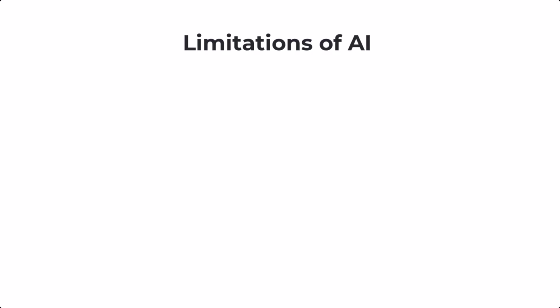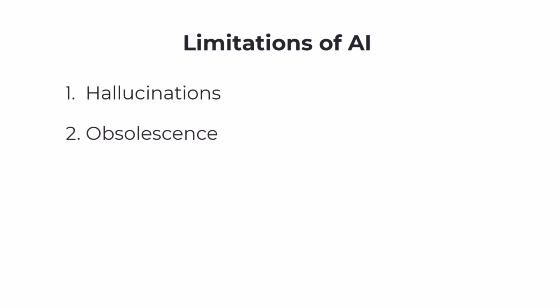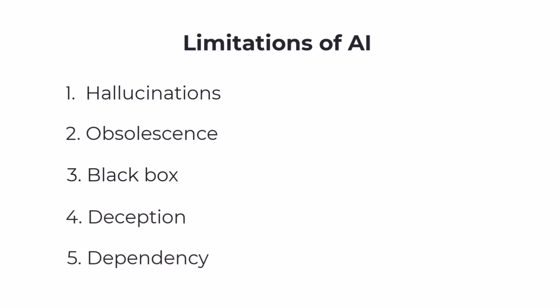So, this video is going to explore 5 key limitations of AI: hallucinations, obsolescence, the fact that it's a black box, deception, and dependency. Each of these limitations will be explained with examples and practical guidance for using AI responsibly.